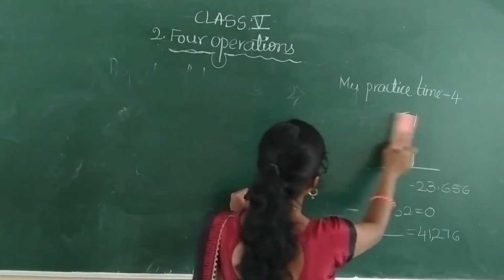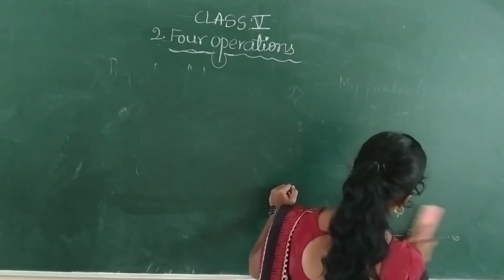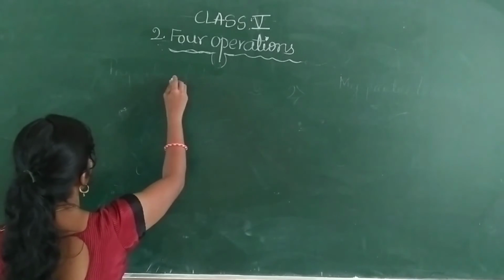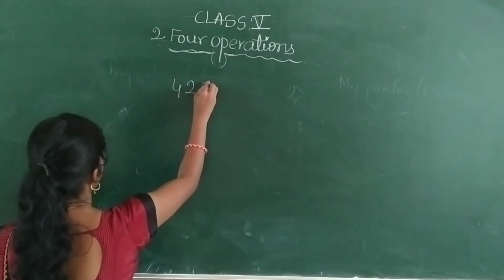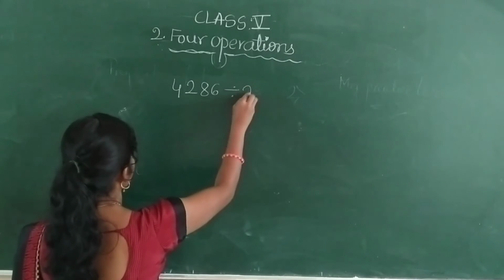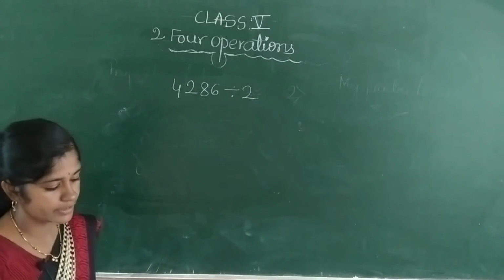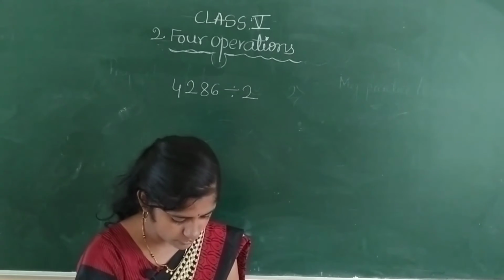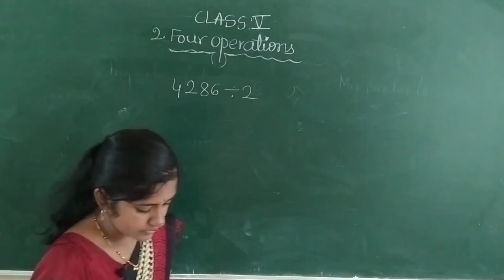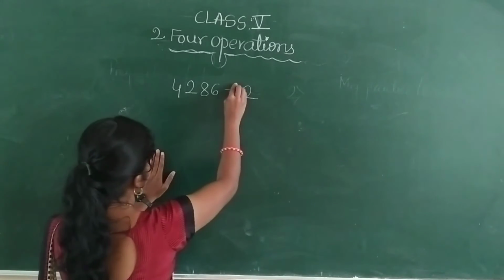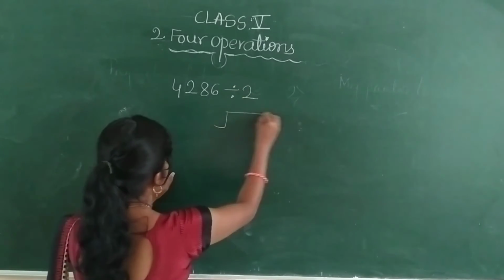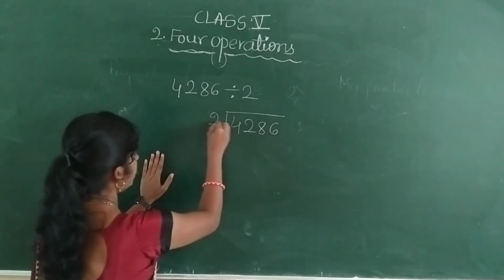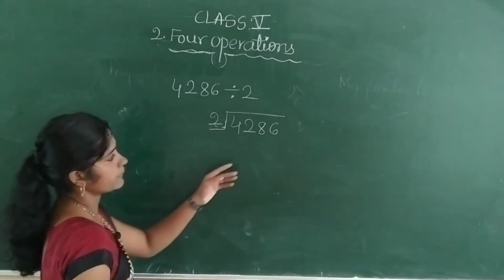So let us recall the previous syllabus. So let us take one example. I will take here 4,286 divided by 2. Okay, so here I will solve some examples. Next, this is the symbol of division. Okay, so right here, 4,286 divided by 2.